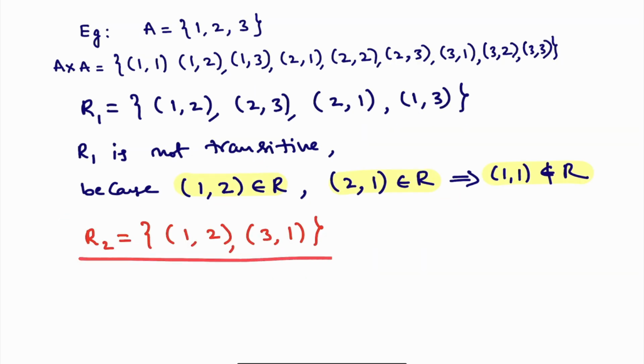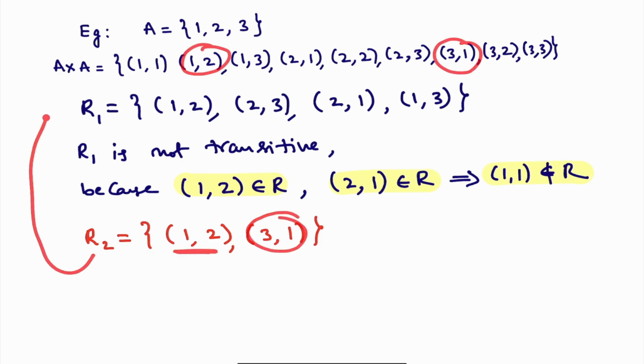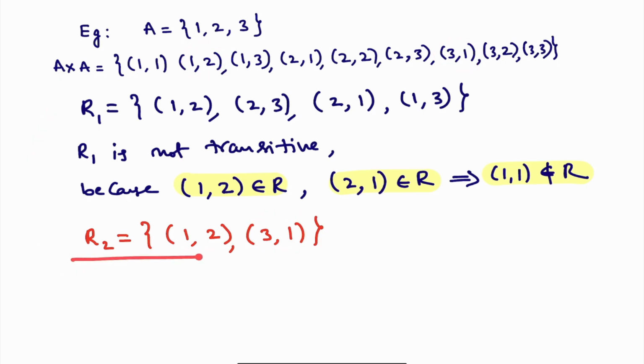Now you observe I have taken one more relation on A. (1,2) is there in A cross A. (3,1) is there in A cross A. So R2 is a subset of A cross A, so R2 is a relation on A. My question is, is this relation transitive or not? In this topic of transitivity, please observe all the examples, then only you can understand this transitive relation.